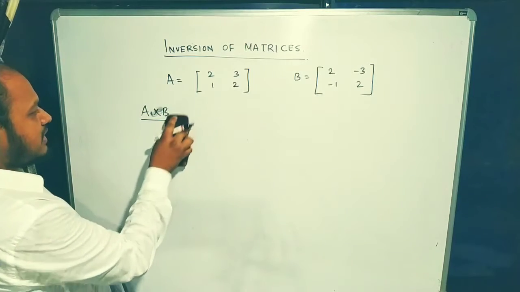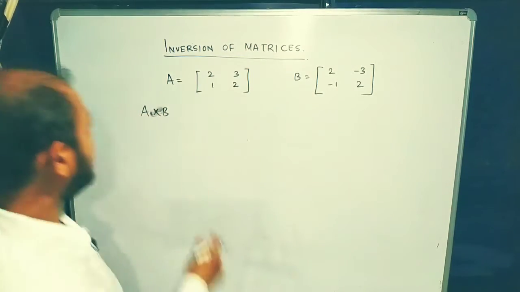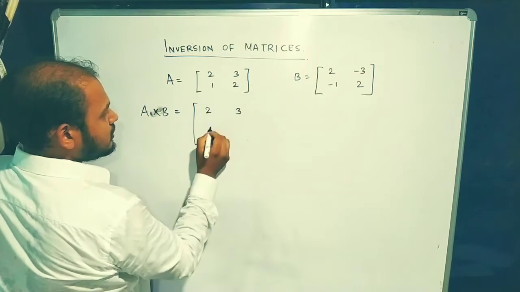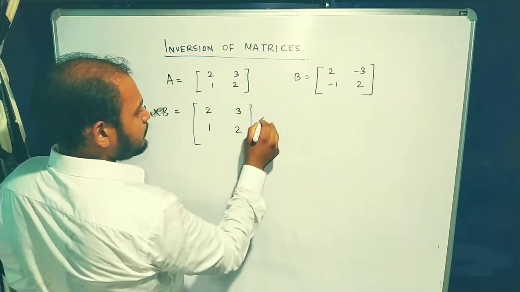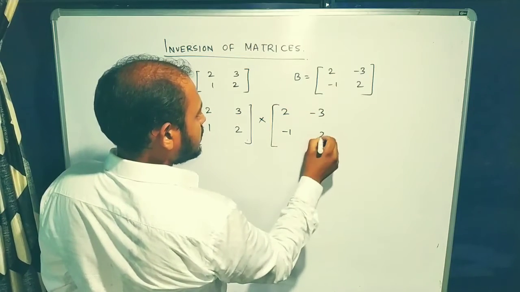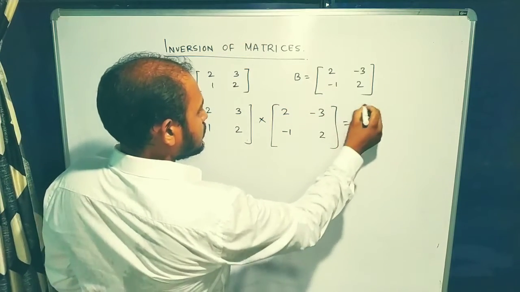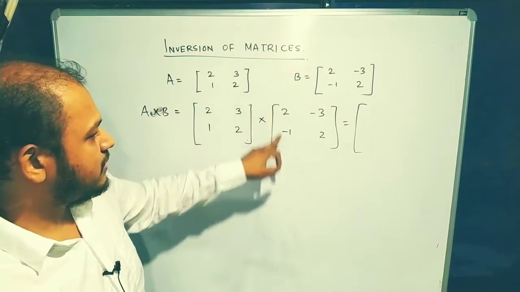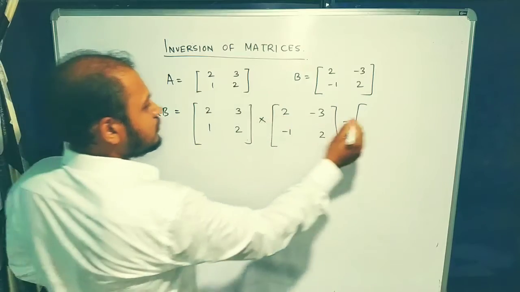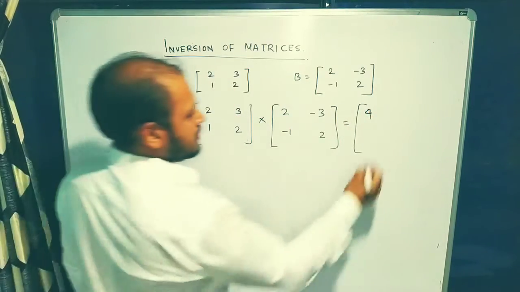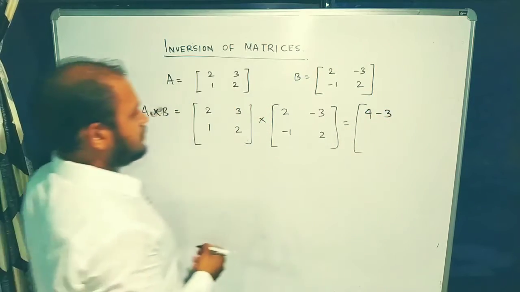So let's first try A into B. Let's see what we get when we multiply A with B. So we have 2, 3, 1, 2 multiplied by 2, minus 3, minus 1, 2. How do we multiply? If you recall, this row gets multiplied by that column. So 2 into 2 becomes 4, plus 3 into minus 1 becomes minus 3. So we have 4 minus 3 here.